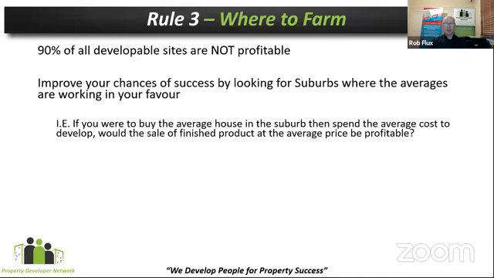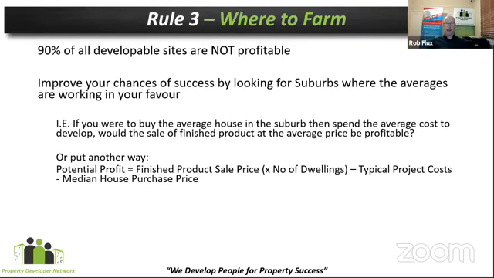If we buy the average house in the suburb, then spend the average costs on the site to develop it, would the sale of the average finished product actually be profitable? Or put another way, our potential profit is the finished product sale price times the number of dwellings, minus the typical project costs, minus our median house purchase price. Now, that little formula there is your ticket to gold, my friends.